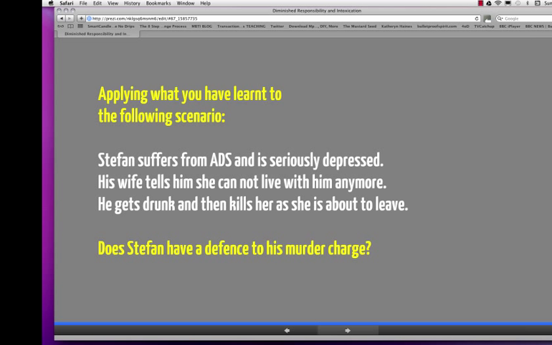Okay, so applying what we've learnt, let's look at the following scenario. Stefan suffers from alcohol dependency syndrome and is seriously depressed. His wife tells him she cannot live with him anymore. He gets drunk and then kills her as she is about to leave. Does Stefan have a defence to his murder charge?